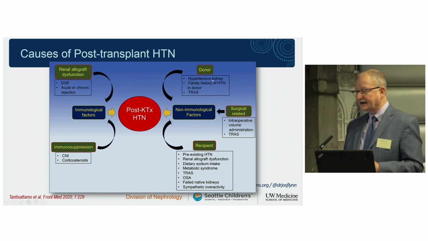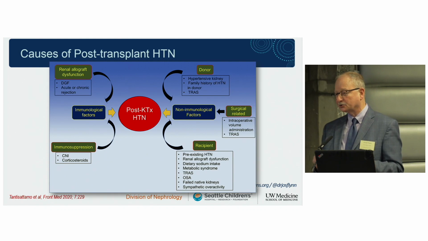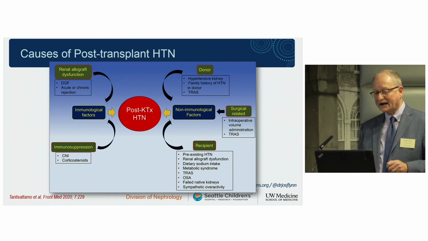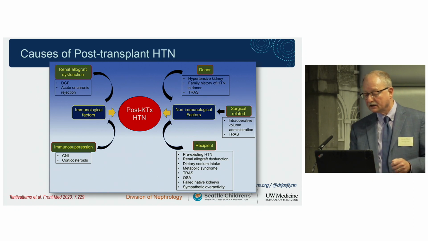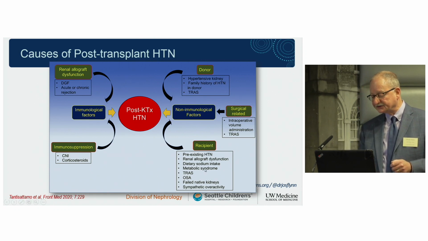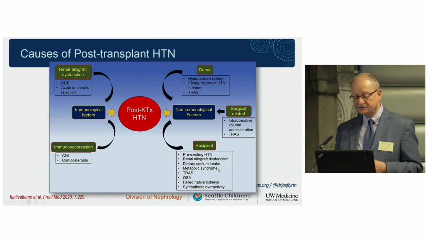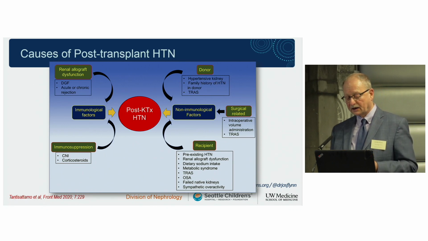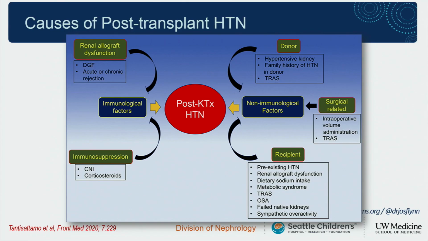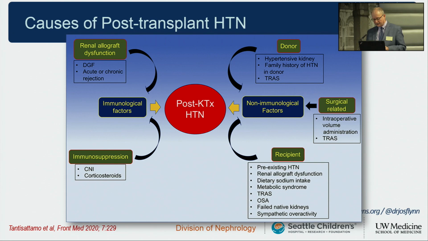donor. Did dad, who donated the kidney to his daughter, actually have masked hypertension, and now his daughter has the same problem that she inherited from her dad's kidney? And then did the recipient have hypertension or other problems that lead to hypertension? So a lot of different factors can come together to lead to hypertension in the recipient.